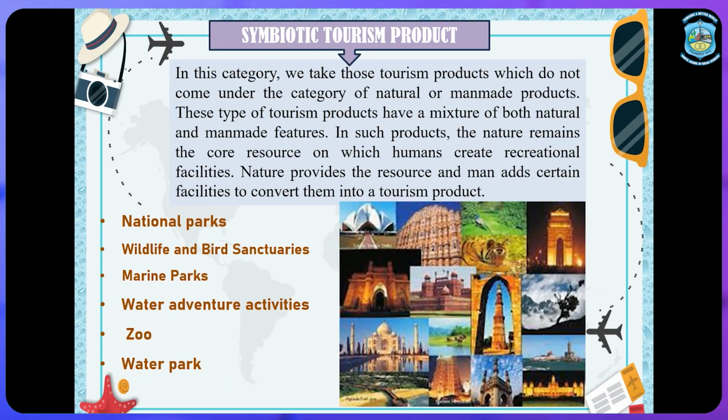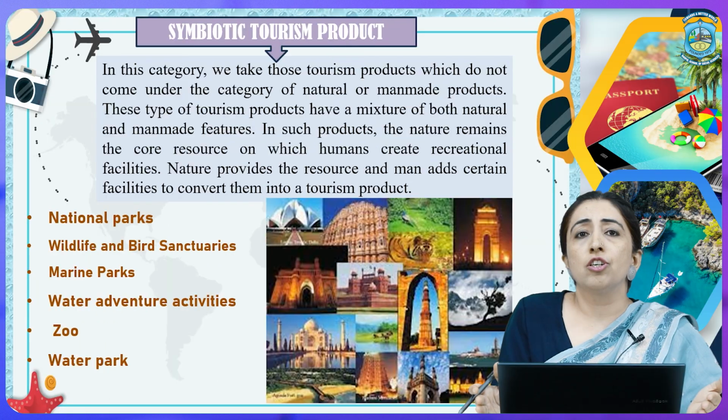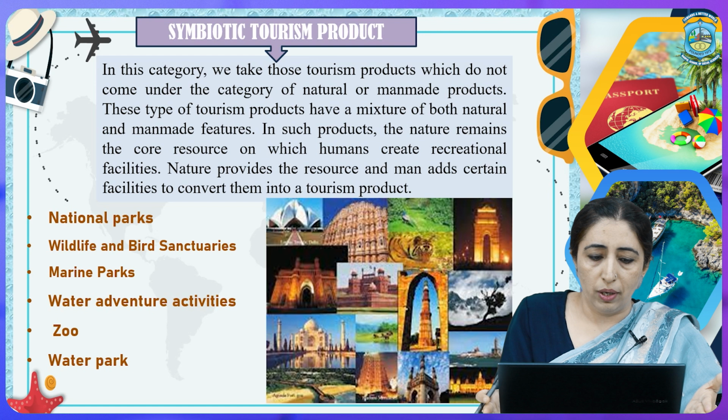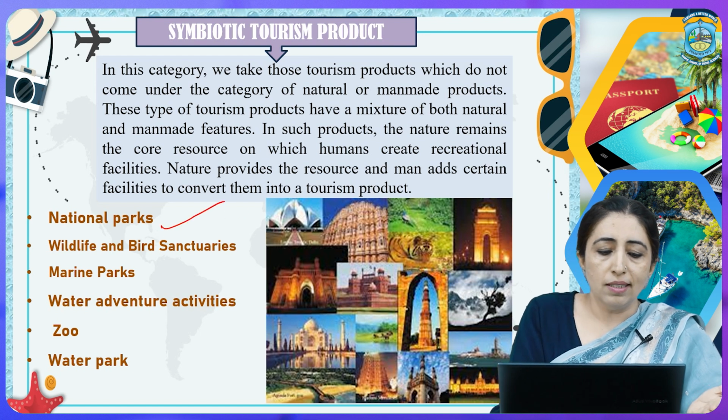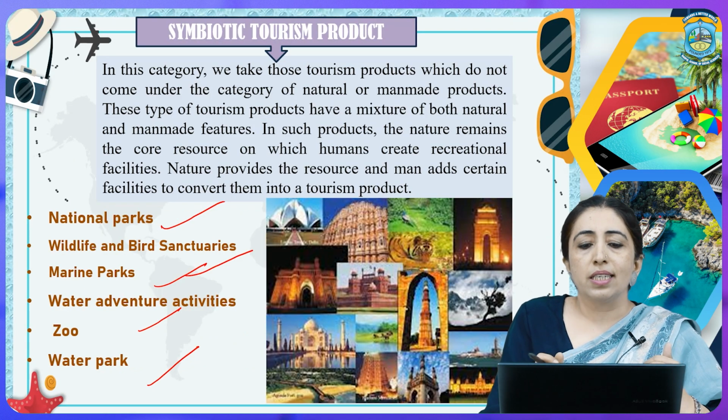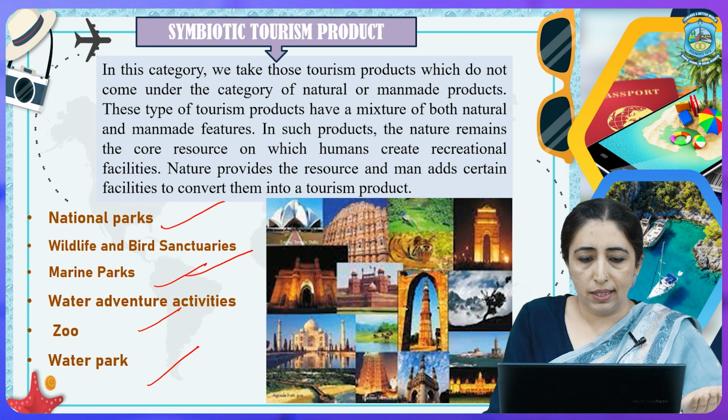Symbiotic tourism products. Symbiotic tourism products means when we have the features of both natural tourism products and man-made tourism products. They are things like national parks, wildlife and bird sanctuaries, marine parks, zoo, water park, etc. In other words, when the natural resources and the man-made tourism destination come together, it is symbiotic tourism products.